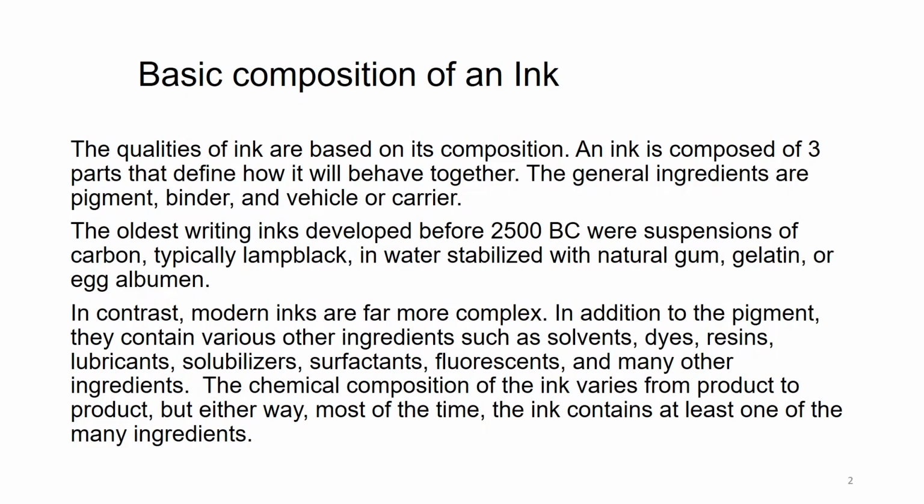So, in earlier times it was a simple combination of carbon black or lamp black and some natural gums or gelatin or even egg albumin. But now the modern ink is much more complicated. It has pigment as well as solvent and dyes and resins and lubricants and solubilizers and surfactant, what have you. The chemical composition of the ink varies from product to product. Either way, most of the time the ink contains at least one of these many ingredients.